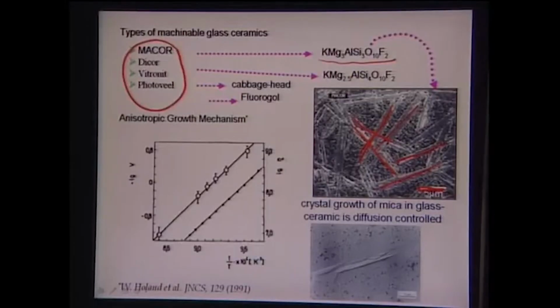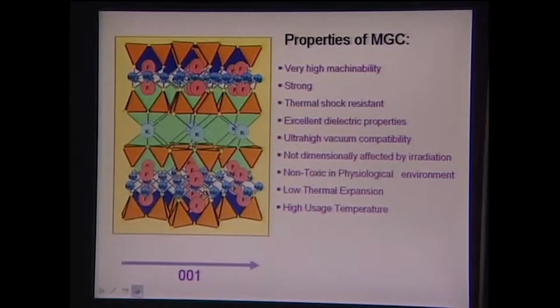The other thing you can see here is that crystal growth of mica in glass ceramic is essentially diffusion controlled. You can see the amorphous phase and where the crystalline phases have formed, in this very high resolution transmission electron micrograph. Now, to summarize the properties of MGC, which stands for machinable glass ceramic: they have very high machinability, they are relatively strong, they have good thermal shock resistance and excellent dielectric properties, and they are non-toxic in physiological environment. This property is of relevance to biomedical applications, and they also have ultra high vacuum compatibility.